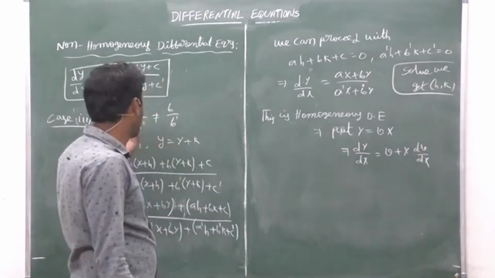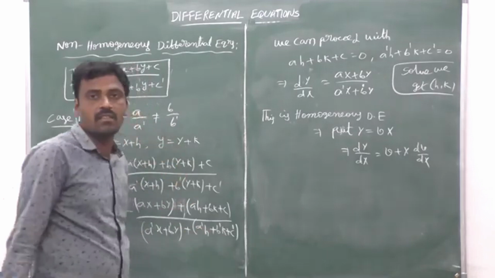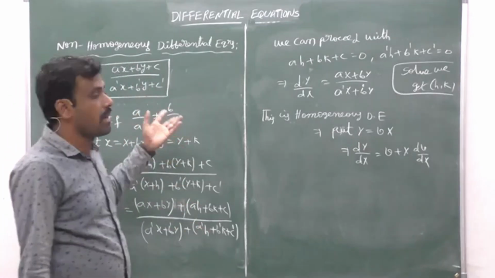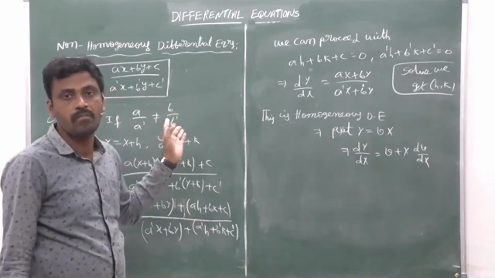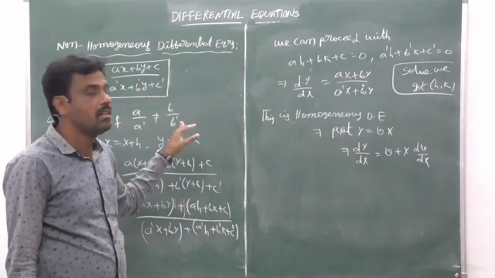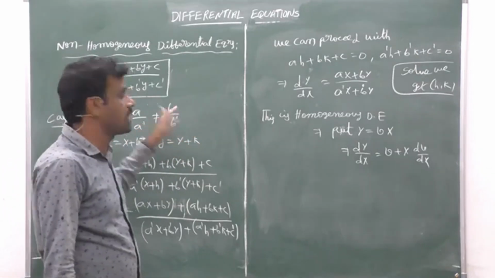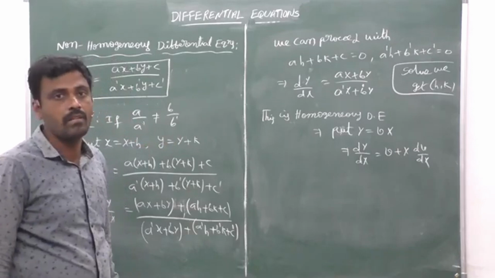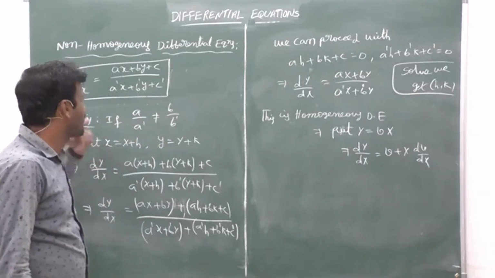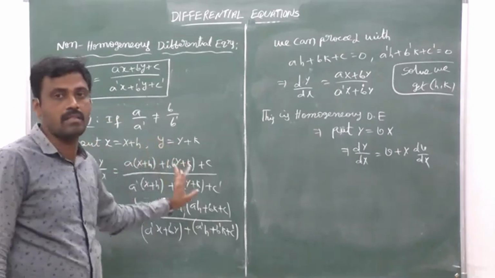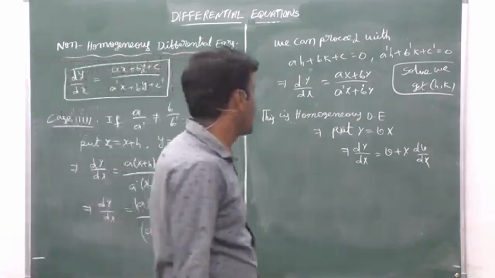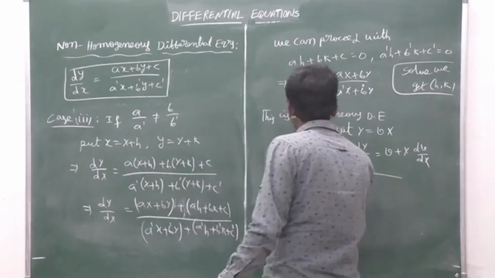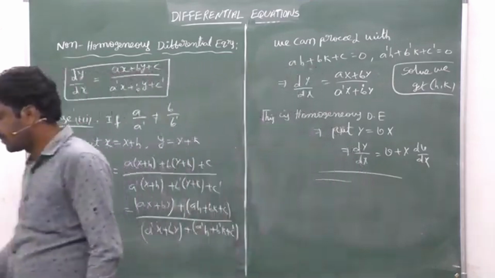Of course, in case 3, a by a dash not equal to b by b dash. If it is b equal to minus a dash, okay, case 1, then we can give importance to case 1. Okay, we can most preferably use case 1 rather than case 3. Okay, that is the non-homogeneous differential equations method.